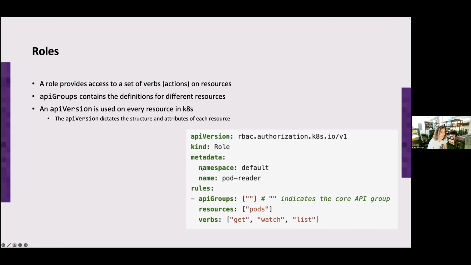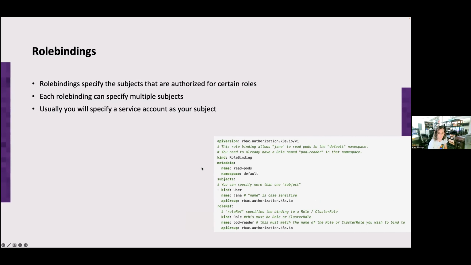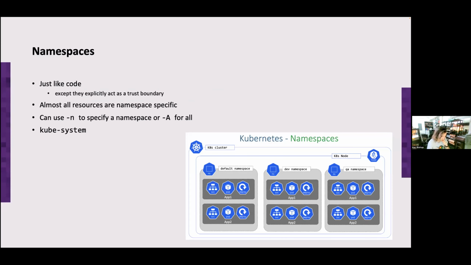And then what we're going to do is take those roles and attach those roles to users or service accounts via role bindings. A role binding is the glue that connects these two things. A role doesn't specify a service account or a user by itself. You can't do that. You have to have a role binding, and a role binding will specify the user that gains access to that role.